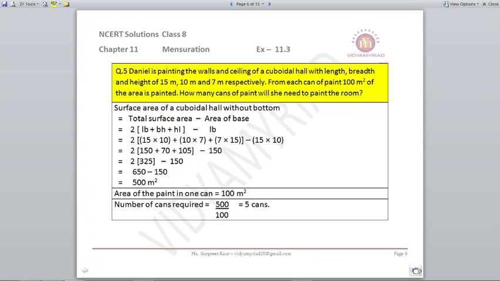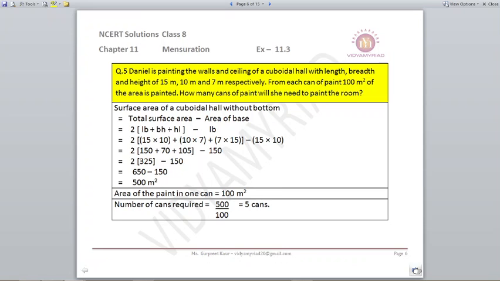So that means we need to first of all find out the surface area of the hall without the bottom. That means we don't want the base. So in that case, again we can find out TSA minus the area of the base, or we can do the CSA plus top. So both will get the same answer.